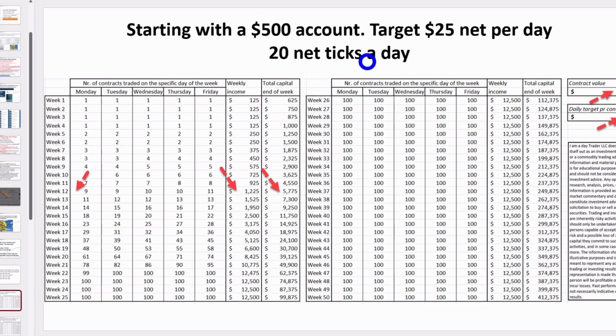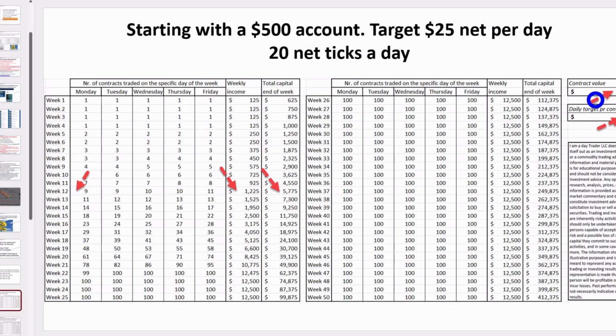So only 20 ticks a day will net you. That's net ticks, that's after any losses. Now if you go for just that $25 a day, and how this compound table works, many of you that watch my channel already know this, that here you'd be earning 125 a week, 25 a day, and every time you double your money you can start trading an additional contract.